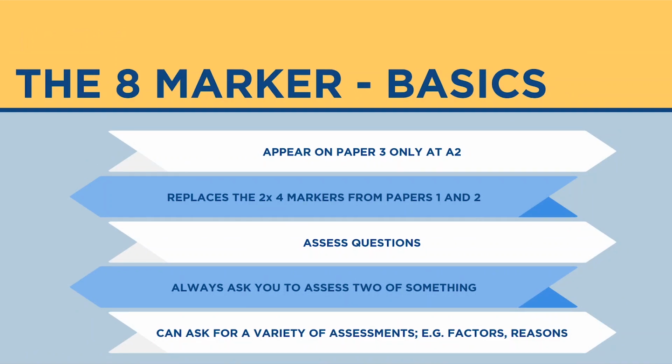So let's think about the basics of an 8-marker. Now, 8 markers are quite prominent in the AS papers, but in A2 they only appear on paper 3. And effectively they just replace the 2 4 markers. So on that paper 3, instead of having 2 4 markers in each section, you have 1 8 marker.